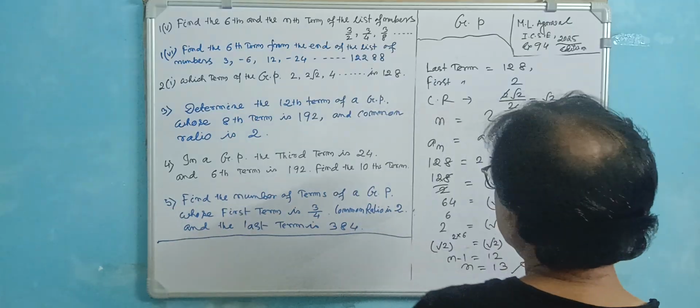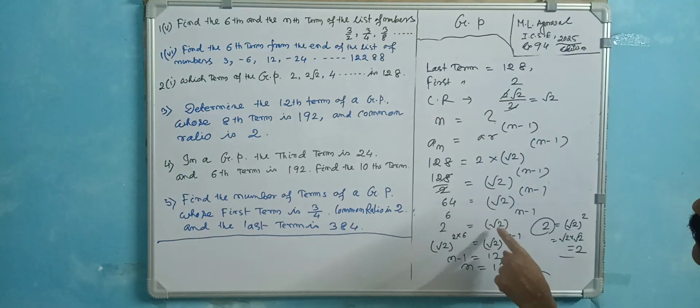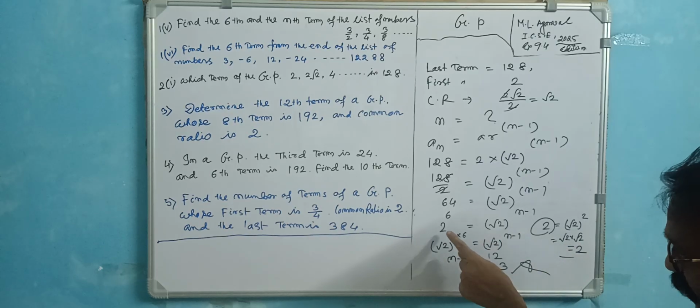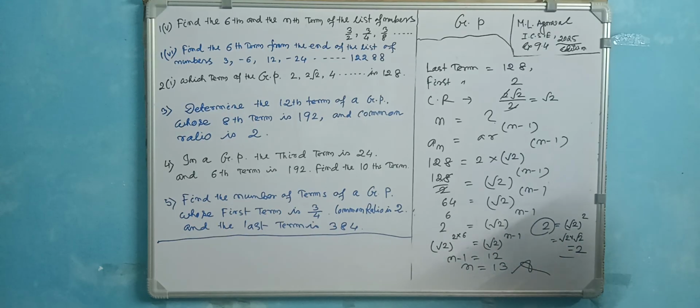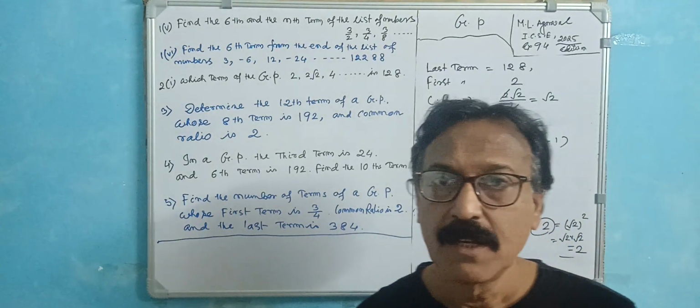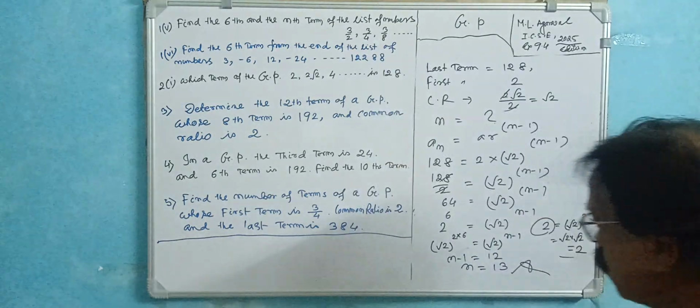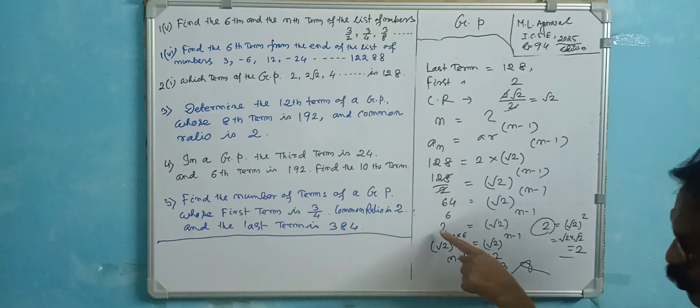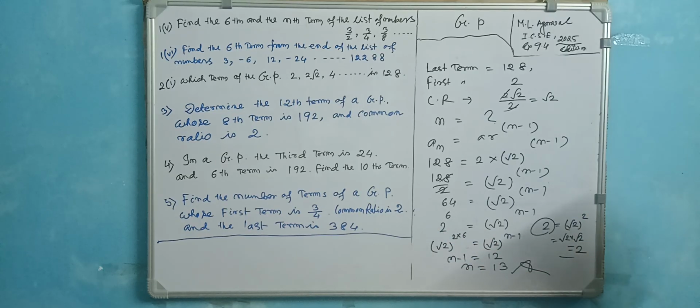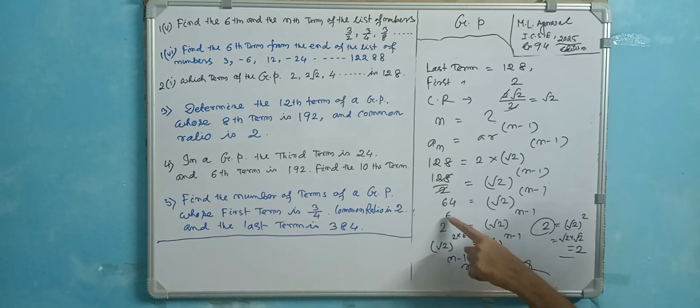The confusion arises here. 2 to the power 6 is root 2. Every student has this confusion. In which way? You know the exponents, so just convert. 2 is root 2 squared, so root 2 squared to the power 6.